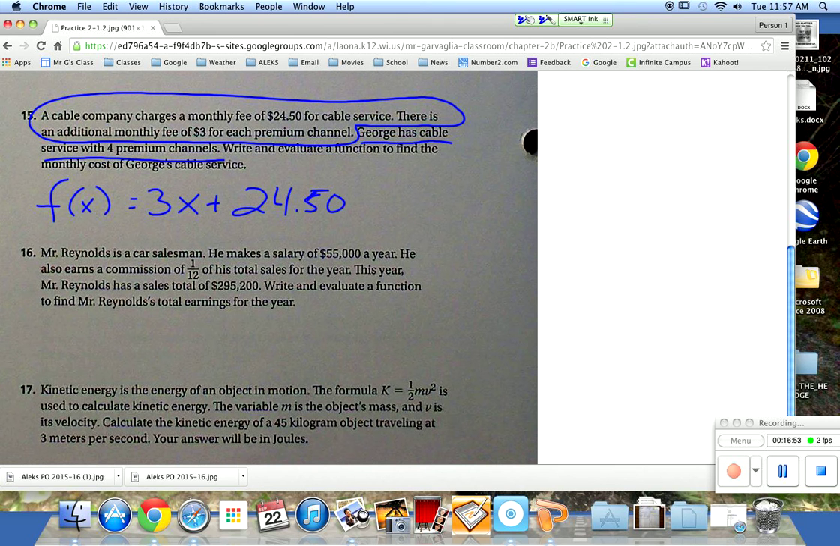Yeah, you're right. So if you take a look at it, now we can ask, how many premium channels does George have? He has 4, right? We can say x equals 4, and we can solve this.